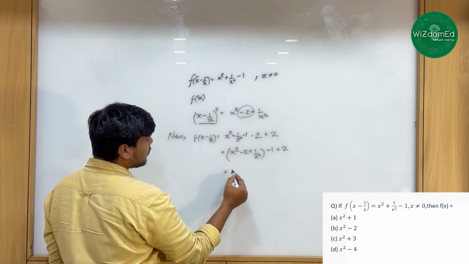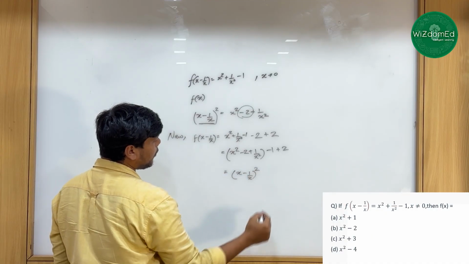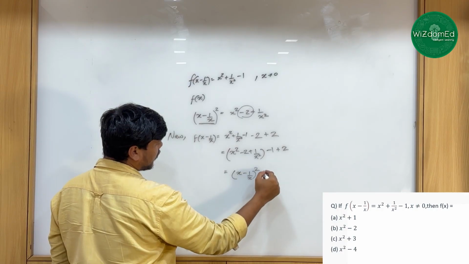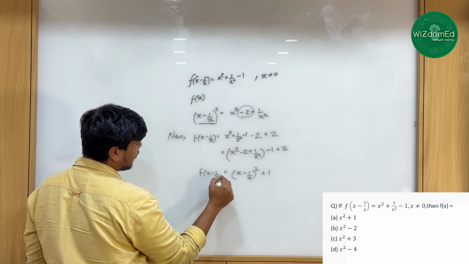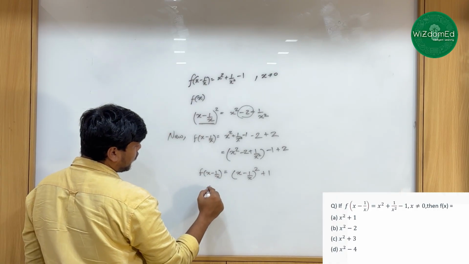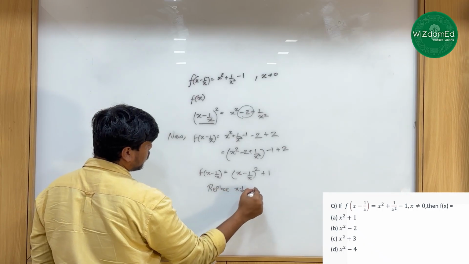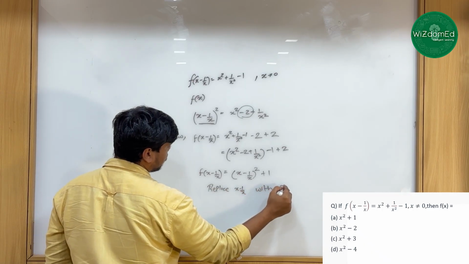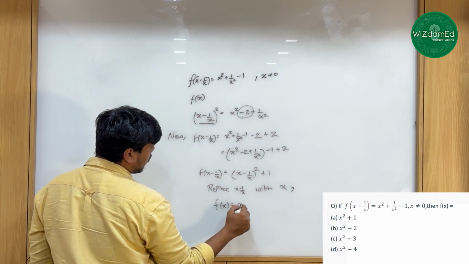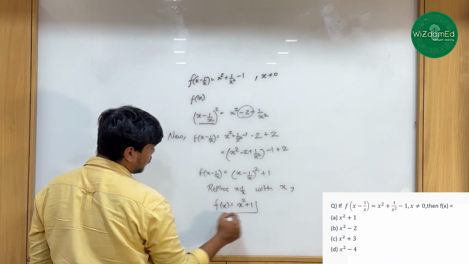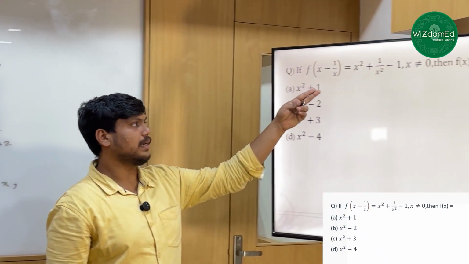Now this could be written as x minus 1 over x the whole square, and minus 1 plus 2 will give me plus 1. So I got f of x minus 1 over x is equal to this. Now I'll replace the variable x minus 1 over x with x. So I'll get f of x is equal to x square plus 1. And that gives us that option A is my answer.